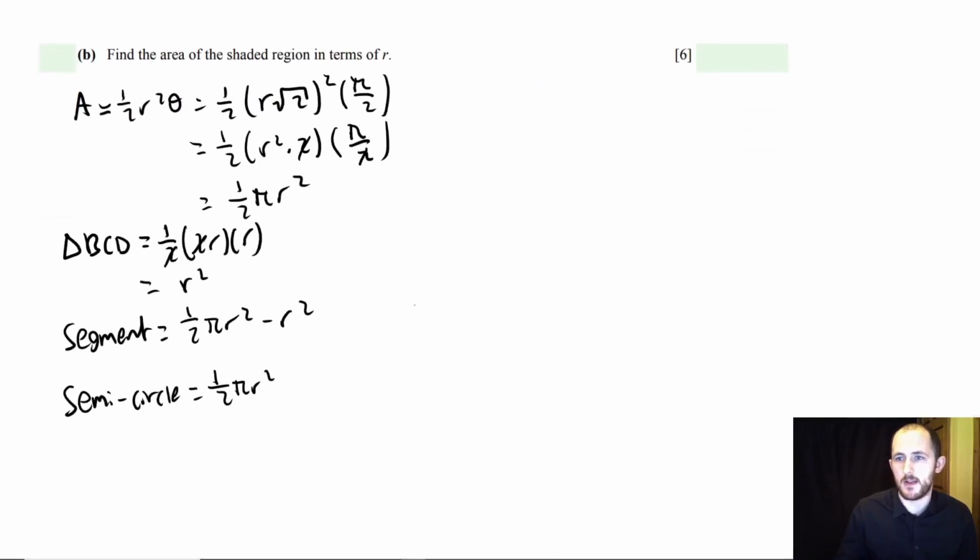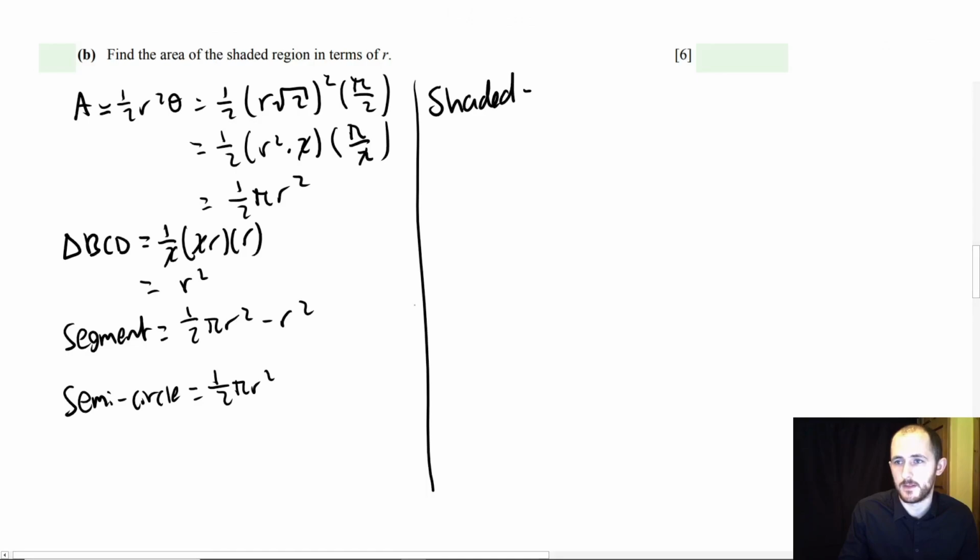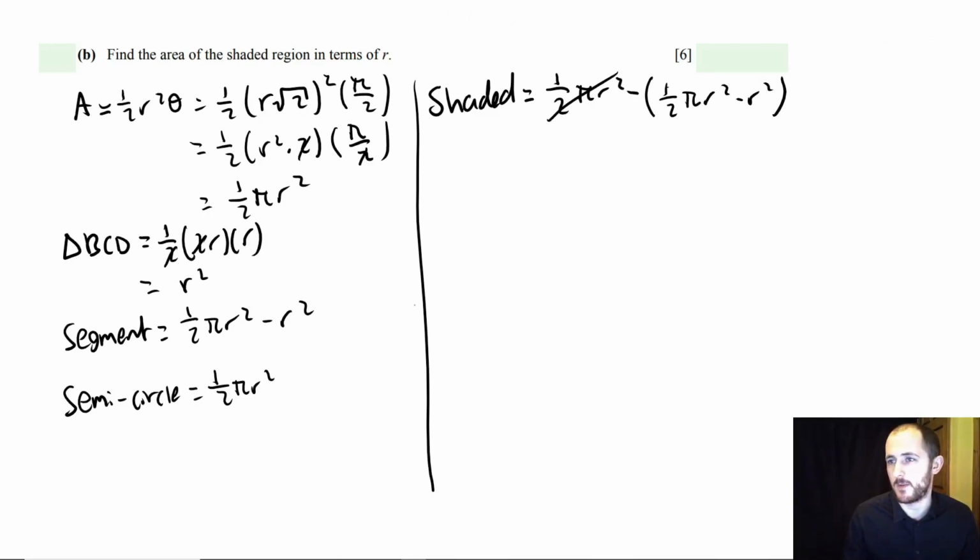So now we can work out the area of the shaded region, which is just going to be subtracting all of that stuff from each other. So it's going to be the semicircle, which is half pi r squared, minus the little segment, which I'm going to put in brackets because it's meant to be together. Now if you notice, this half pi r squared and that half pi r squared will cancel. Minus and a minus means the shaded area is just r squared, which is a really satisfying result.